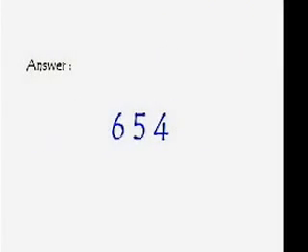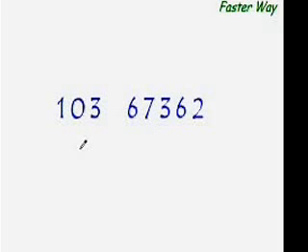There it is. Okay, so now let me show you the faster way of doing it. The faster way of dividing when the divisor is a 3-digit number is not very different from what we have seen in the last video. The only thing is that since there are 3 digits here, you take the first 2 digits as your main divisor and keep the last digit as the unused digit.